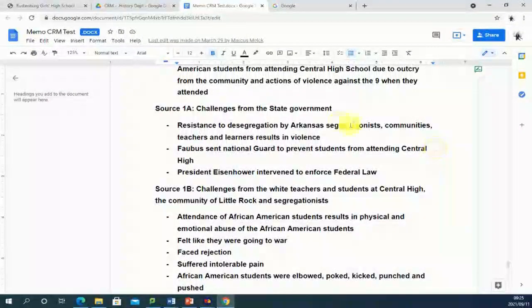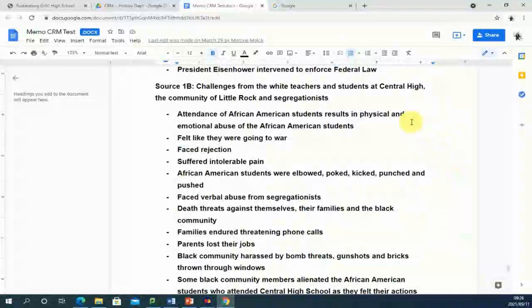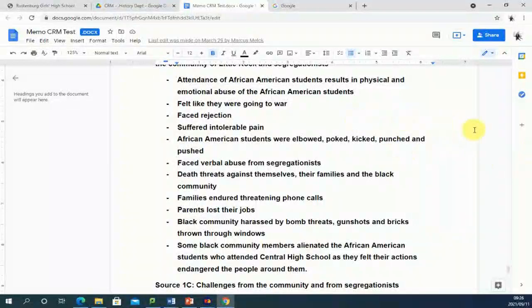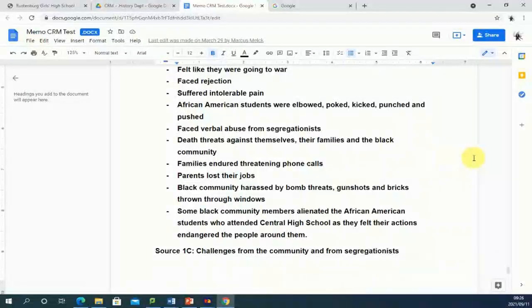And then I'm drawing a range of information from the sources. So in 1A, there were challenges from the state government, resistance to segregation, and Faubus sending the National Guard in, and Eisenhower then having to step in to intervene. From source 1B, challenges from white teachers and students. At Central High, the community of Little Rock and segregationists, okay? The attendance of African American students results in physical and emotional abuse of them, felt that they were going to war, faced rejection, suffered intolerable pain, elbowed, kicked, poked, punched, the violence against the community, etc.